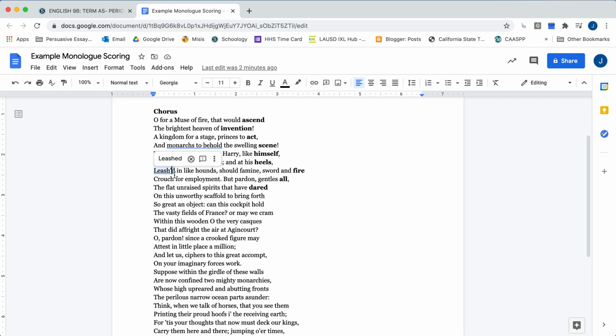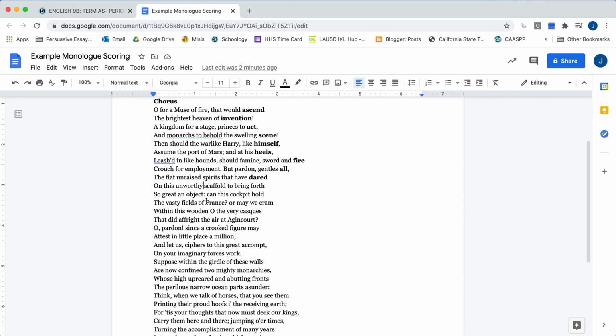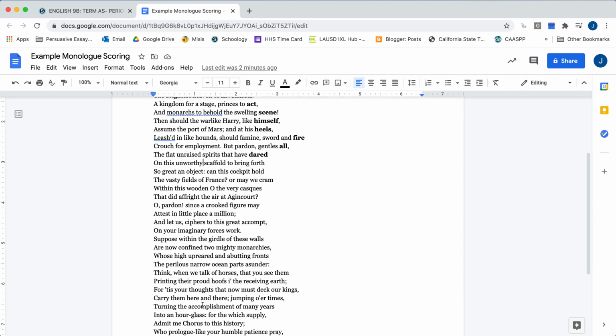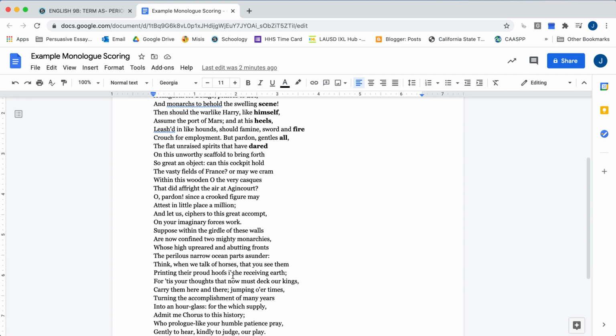E-L-L-I-S-I-O-N, an elision. It's basically him accordioning the word and making it one syllable instead of two. So, "leashed in like hounds." Looking for any others. Oh, yes, indeed, there's one down here: "Printing their proud hooves i' the receiving earth." Now, it's not "in." It's not "printing their proud hooves in the receiving earth."